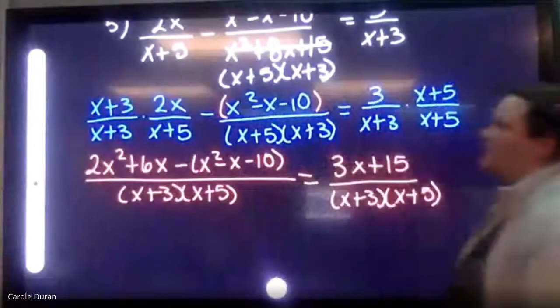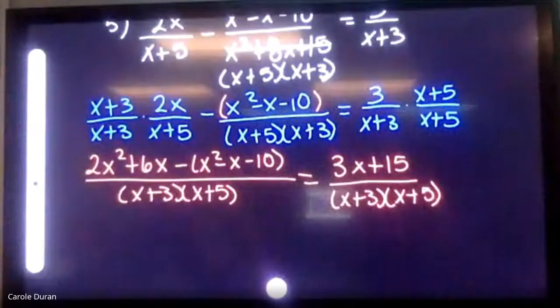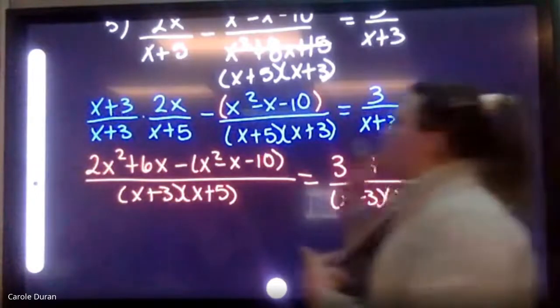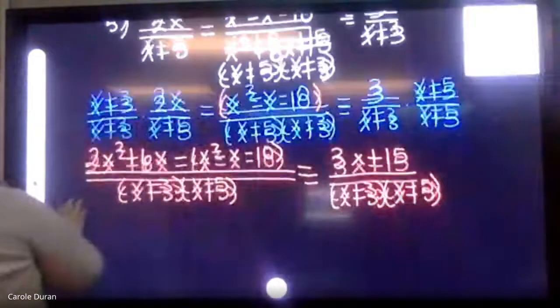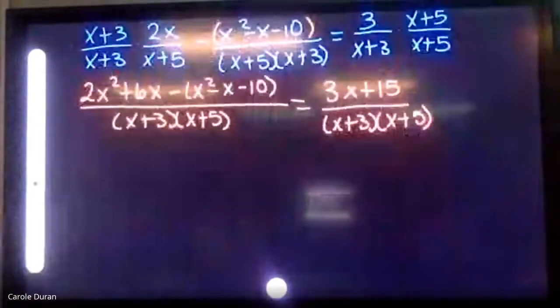So what I did is I distributed the 2x into the x plus 3, and then I wrote the entire left side so it was all one fraction, just because I knew that's where I was going anyway. And then I distributed the 3 into the x plus 5 on the right and wrote it as its own fraction. I will give you guys a second to catch up.